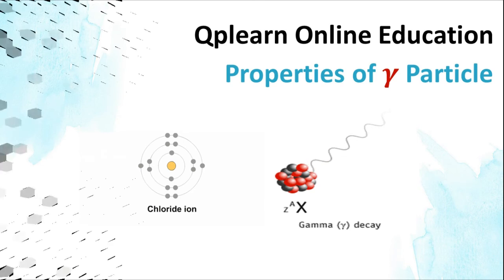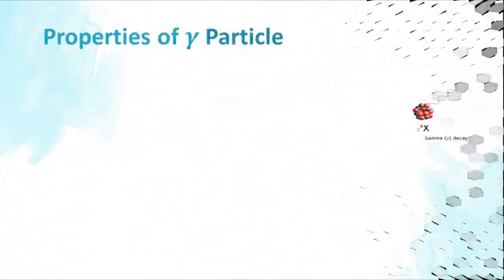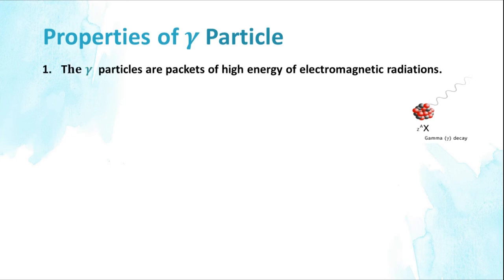Now let us learn one by one the properties of gamma particle. The first one is that gamma particles are packets of high energy electromagnetic radiation. You might know that the electromagnetic radiation spectrum starts from gamma rays, then X-rays, UV rays, visible rays, IR rays, microwaves and radio waves. In that spectrum, the first one that comes is the gamma particle.